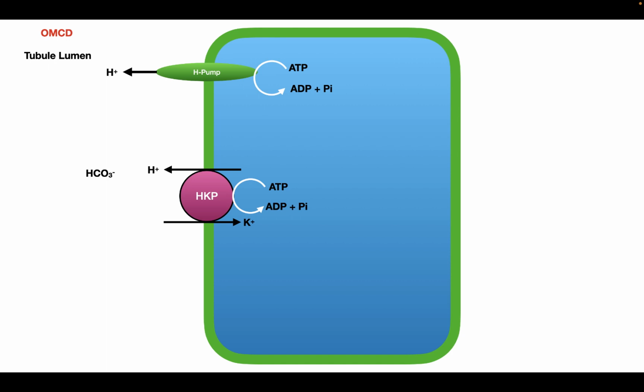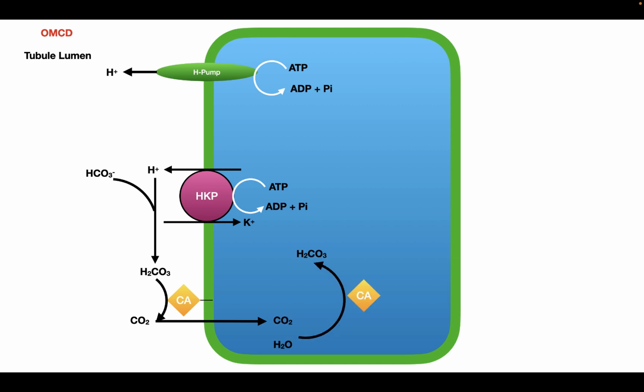In addition, we also have bicarbonate in the tubule lumen. The bicarbonate is going to combine with the proton, and it's going to form carbonic acid. Carbonic acid can then be broken down into carbon dioxide and water through the action of carbonic anhydrase. And then the carbon dioxide can move into the cell through passive diffusion, where it will combine with water and form carbonic acid. So the carbonic acid can then be dissociated into protons and bicarbonate.